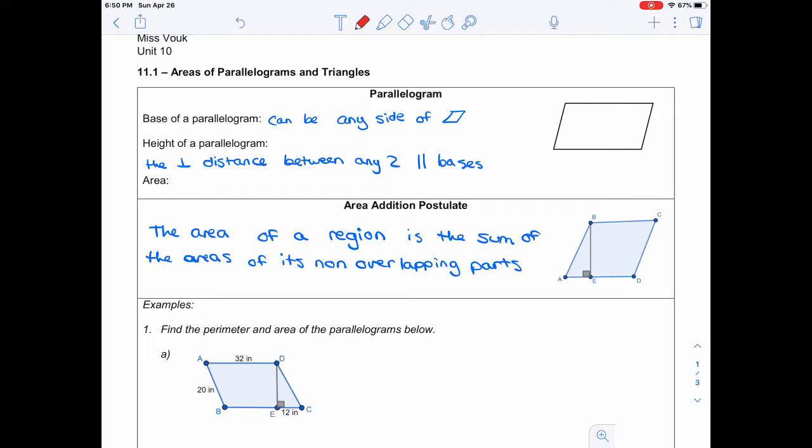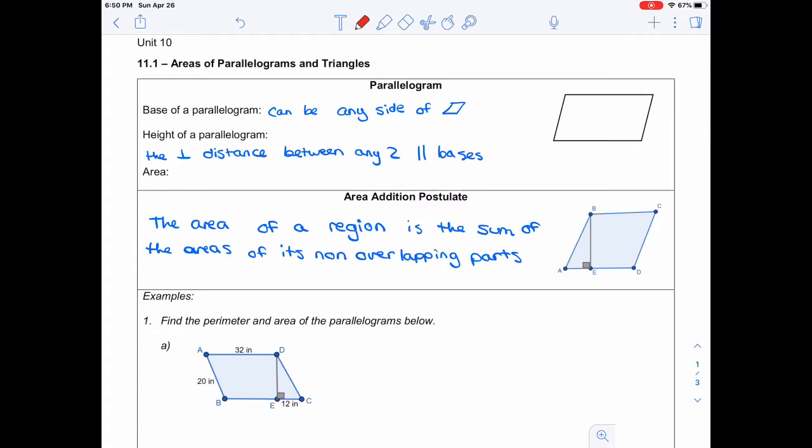Hey everyone, we are now on chapter 11, section 1, which should be one of the easiest of the entire chapter and even kind of the whole year, okay? So we have to start our parallelogram, and what I want us to write for base of a parallelogram is that it can be any side of a parallelogram.